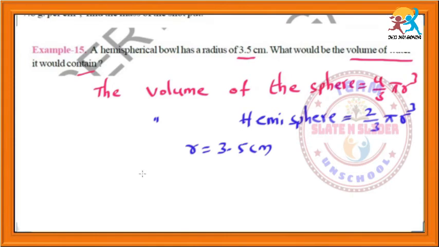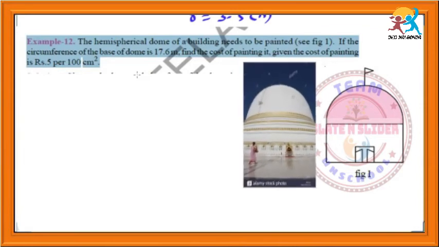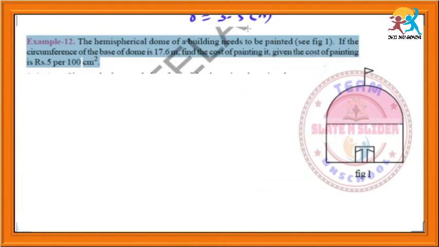And we discuss one more question. The hemispherical dome of a building needs to be painted if the circumference of the base of the dome is 17.6 meters. Here the hemispherical dome of a building. So we have to draw the hemisphere first. Suppose it is the base of the hemisphere. The base is in the circular shape.